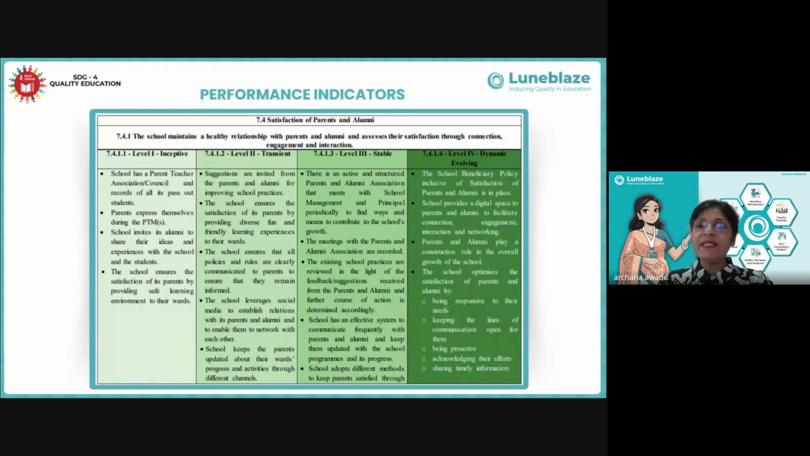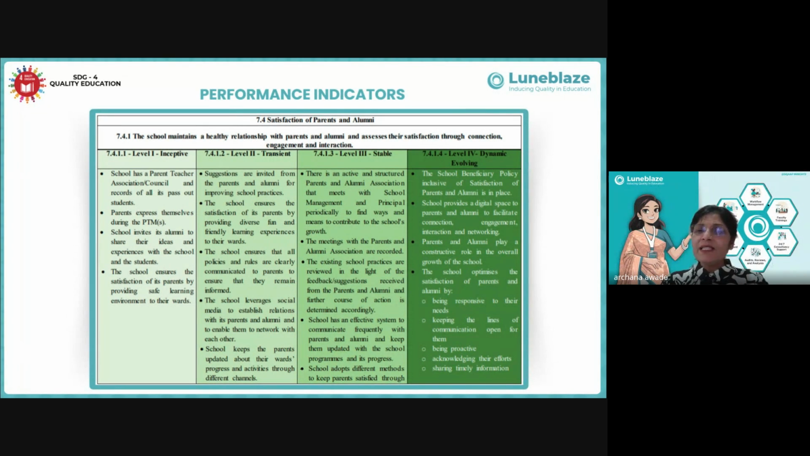Here we are just presenting the performance indicators for the satisfaction of parents and alumni. At what level is your school: inceptive, transient, stable, or dynamic evolving for this subdomain? At level 1, inceptive, parents speak only in PTMs and alumni occasionally share experiences. If your school allows parents to speak only in PTMs and alumni occasionally share experiences, then your school is at the inceptive level.